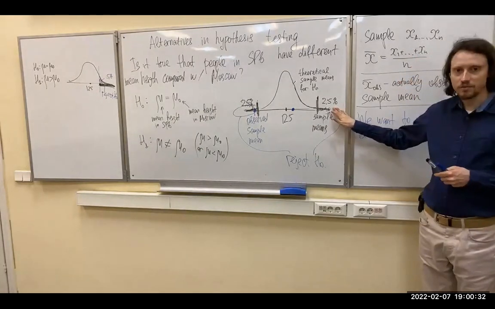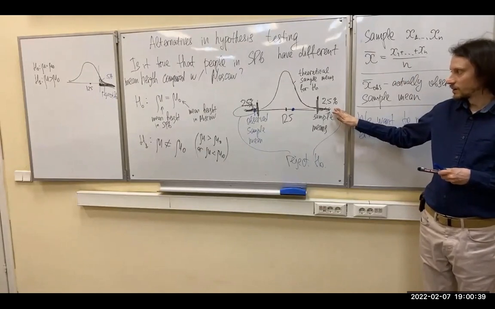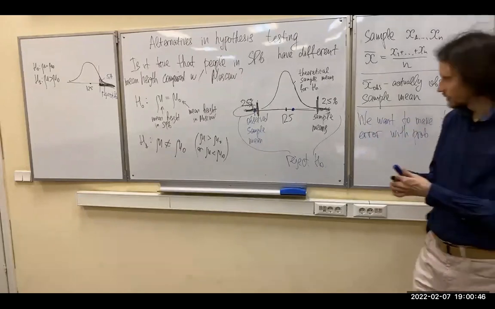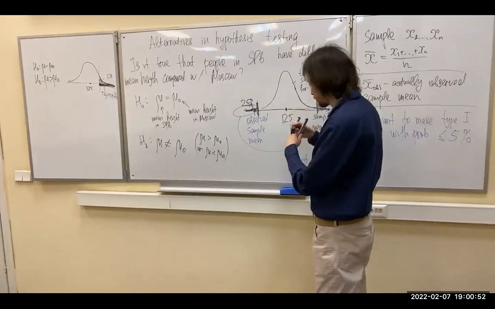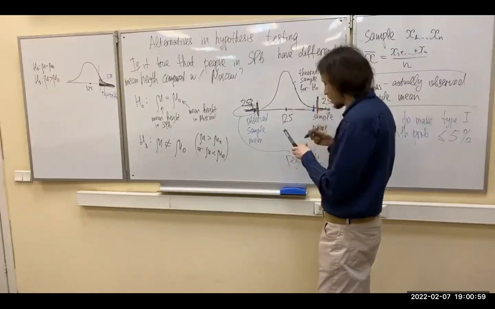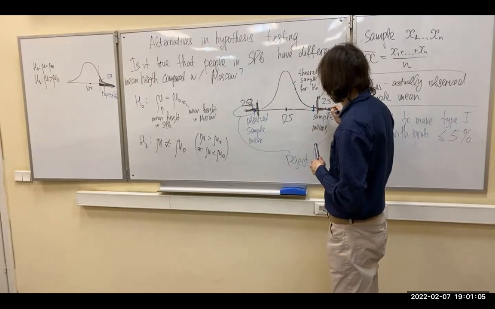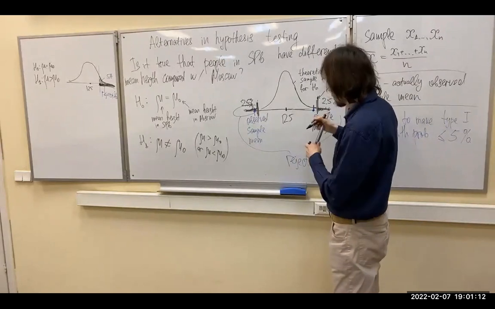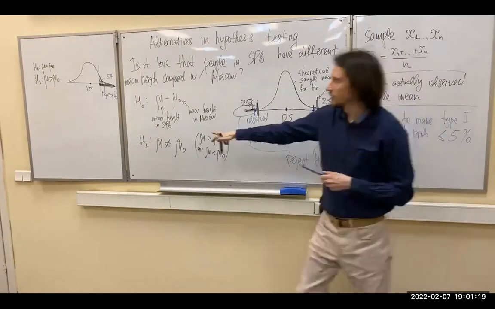I really want this to be clear because this is how hypothesis testing works. This is an important thing. Let me assume that my observed value lies somewhere here. And you know that this is your threshold for symmetric alternatives. And you have another threshold for an asymmetric alternative, for an alternative that is like this one.